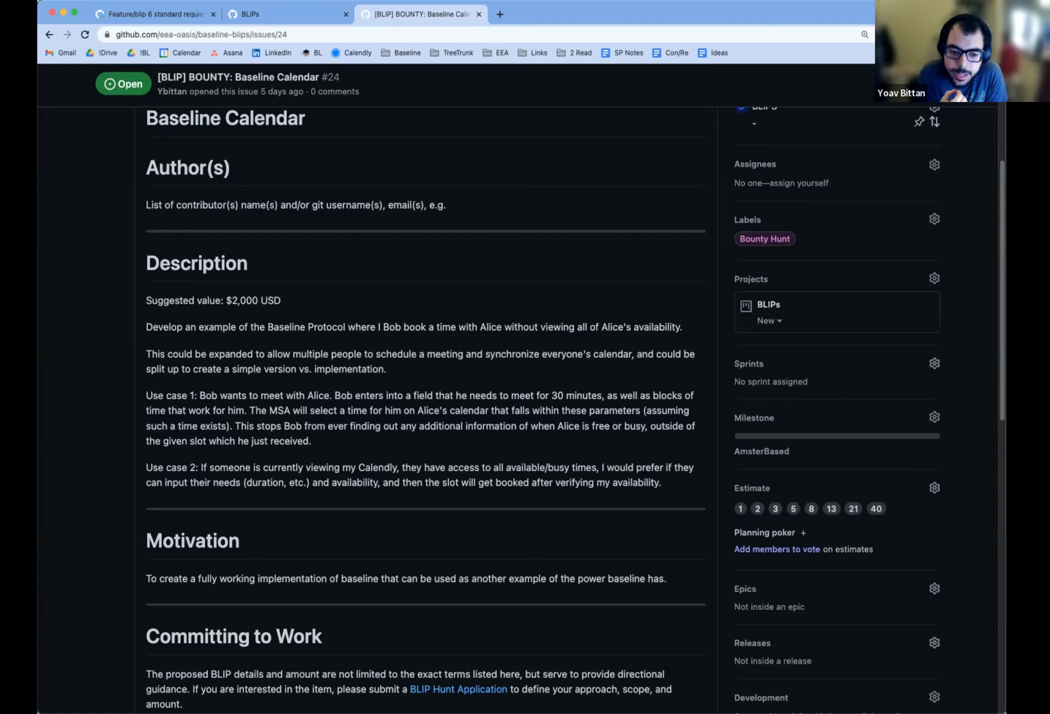Bob wants to meet with Alice. So the idea is that Bob can find a time on Alice's calendar that works for him without ever actually seeing all of the times that she's busy and all the times she's available, and getting more information than she might want to share about her availability and what she's doing. So one of the ways that we thought about to do that would be where Bob would submit all of the times that he would like to meet, and then it would find a time that makes the most sense for him within her calendar, and just selects that time. That way he doesn't see all of the times as well.